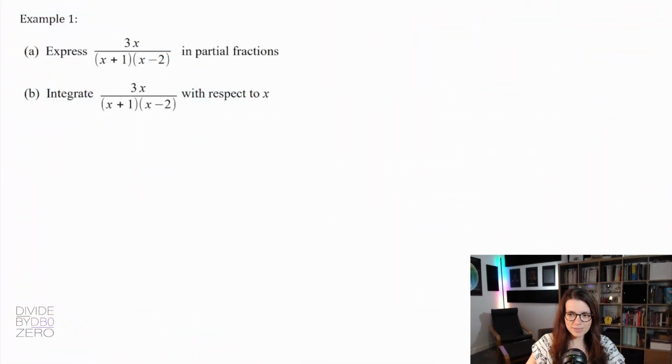Example 1. Express 3x over (x plus 1)(x minus 2) in partial fractions. We want to express that fraction in partial fractions. And for a denominator that looks like that, two linear factors, that's just going to be A over x plus 1 plus B over x minus 2.